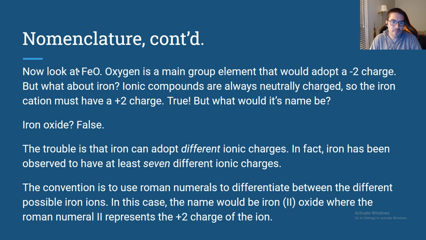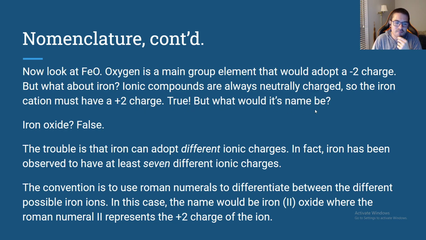What about iron? Well, ionic compounds are always neutrally charged, okay? So what that means is that the iron cation must have a positive 2 charge. Okay, that's true, right? So if we see the formula here, we don't know what the charge on iron would be just by looking at the periodic table because it's one of those transition metals, right? So it's not in one of those nice rows where we can follow the patterns on the periodic table. It's in the middle, so we're not sure. But when we see this formula, we can determine that it will have a positive 2 charge.